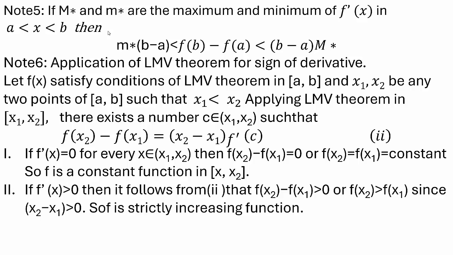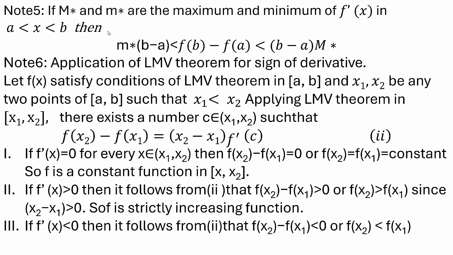Second, if f dash x is greater than 0, then it shows that f(x2) minus f(x1) is greater than 0. That is, f(x2) is greater than f(x1), since x2 minus x1 is greater than 0. So, f is a strictly increasing function. If f dash x is greater than 0, then f is a strictly increasing function.